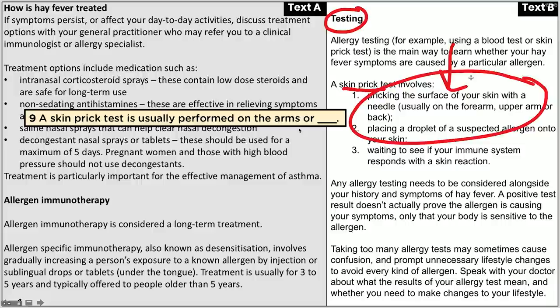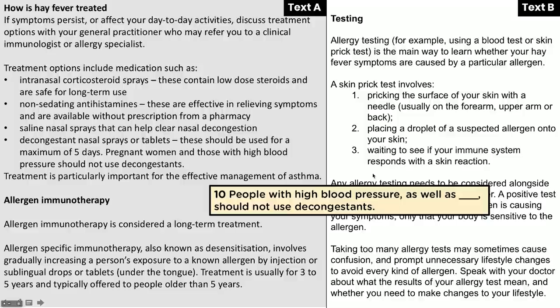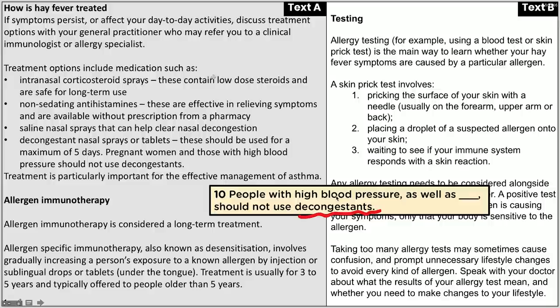And finally, question number 10. People with high blood pressure, as well as something or someone, should not use decongestants. So we need to find decongestants, because that is a good key word here, right? We're taking that word, we're scanning our eyes across. Here we go. I can see decongestants here. So people with high blood pressure, as well as something or someone, should not use decongestants. I'm just gonna point you in the right direction here. It might be one word or it might be two words. Okay, hopefully you've got it.